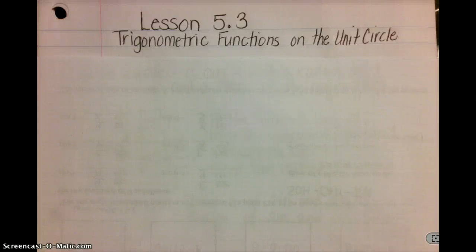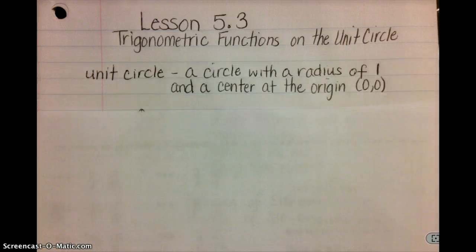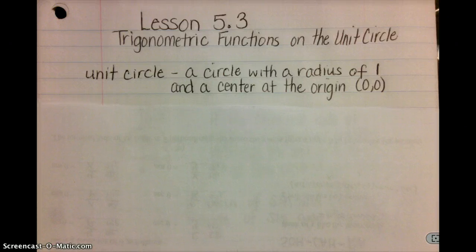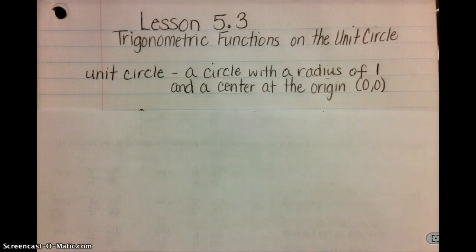Okay, in the next section, we're going to talk about trig functions, but we're going to use a unit circle. The definition of a unit circle is a circle with a radius of 1 and a center that is at the origin, which is point (0, 0).